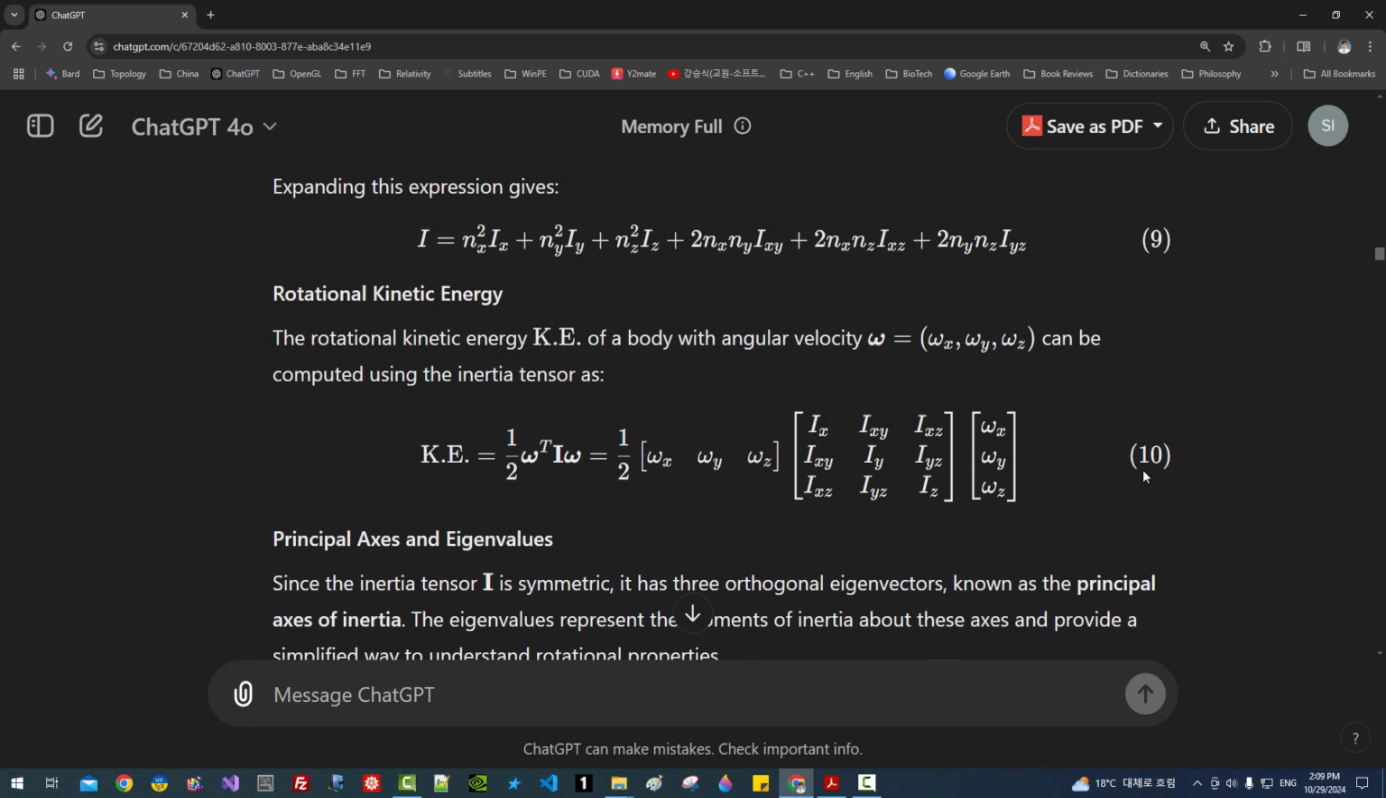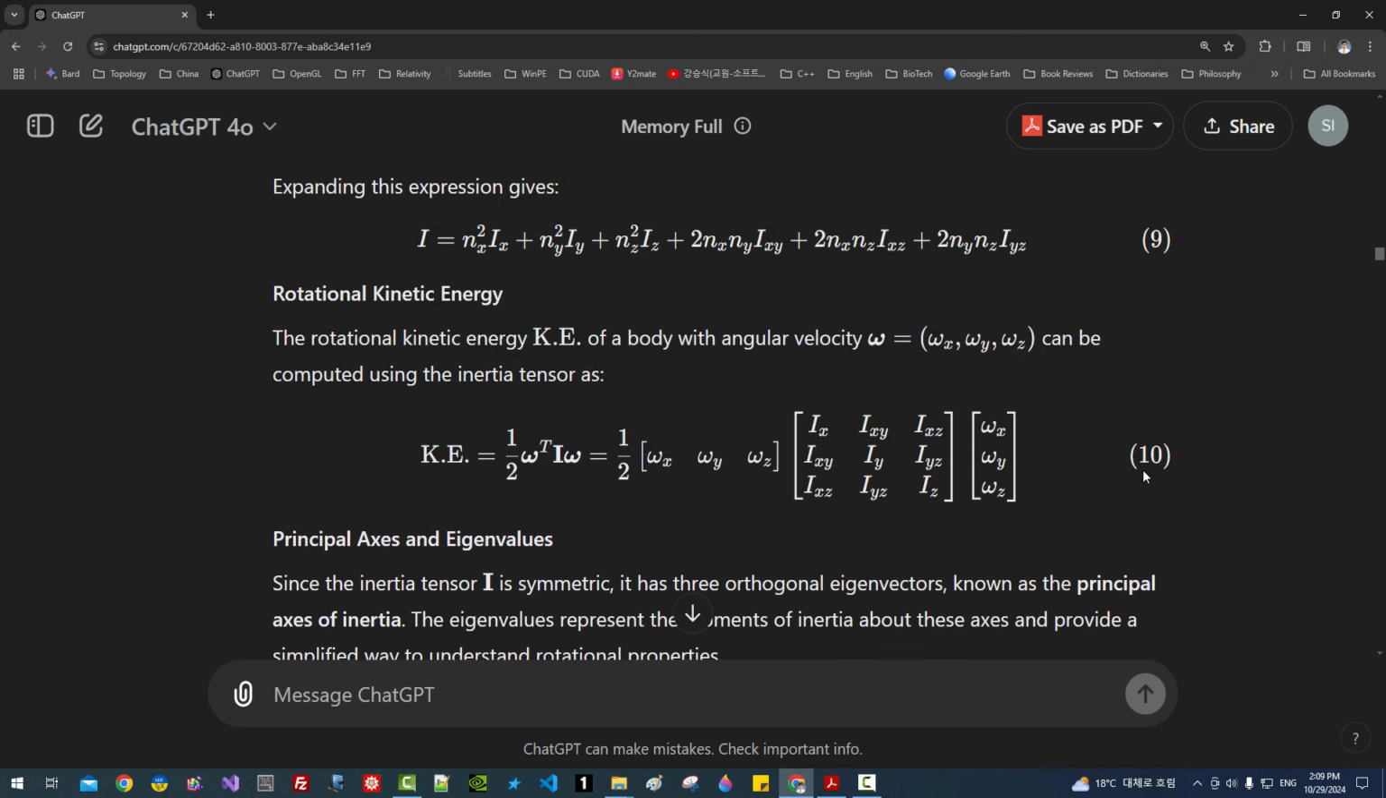Symmetry and properties of the inertia tensor. 1. Symmetry. Since matrix I is symmetric, we have Ixy equals Iyx, Ixz equals Izx, and Iyz equals Izy. This symmetry is because the contributions of mass elements to products of inertia are identical whether we compute them as xy or yx, for example.